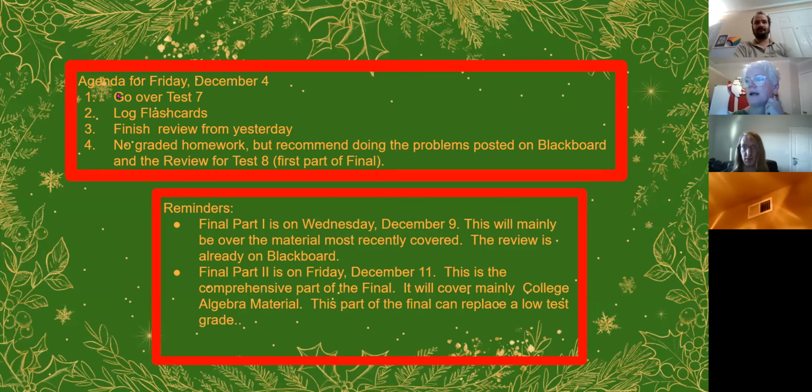So first thing on the agenda, we'll go over test 7, then log flashcards, and these are definitely flash cards. Every one of them you should be able at this point to do in your head pretty quickly. There's no graded homework, but I did post problems from the Roxball book that would be good practice that I definitely would hope you would do.